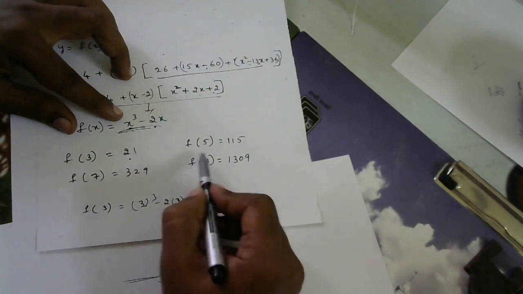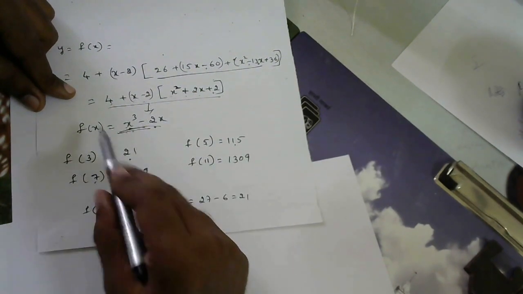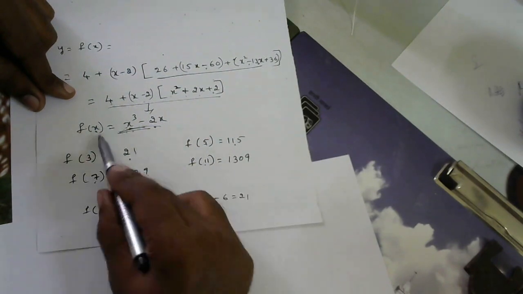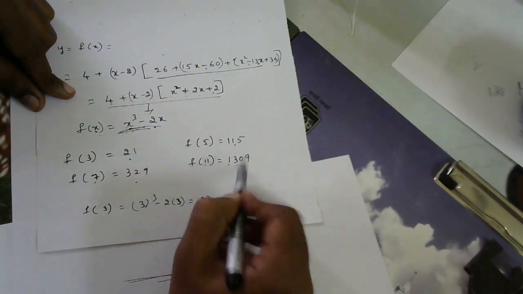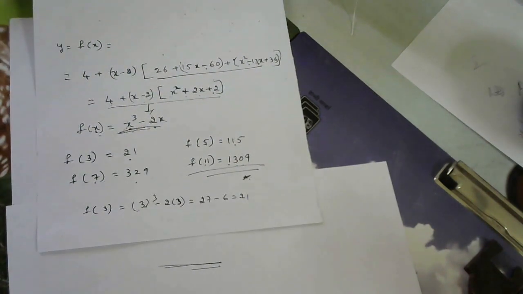So like that, if you put x is equal to 5 in this equation, you will get 115. If you put x is equal to 7, you will get 329. Put x is equal to 11, you will get 1309. So you get the answers.